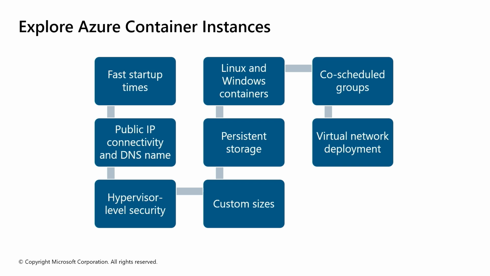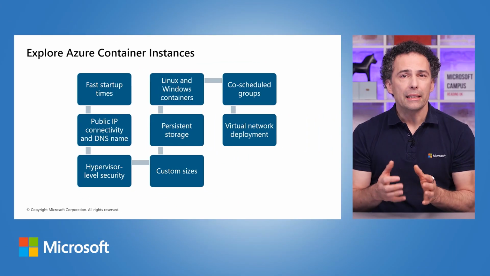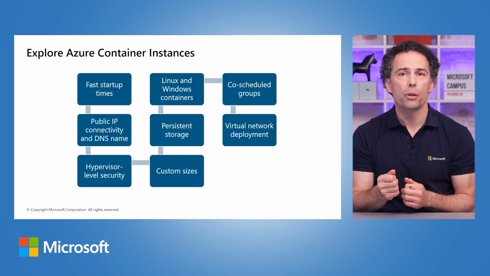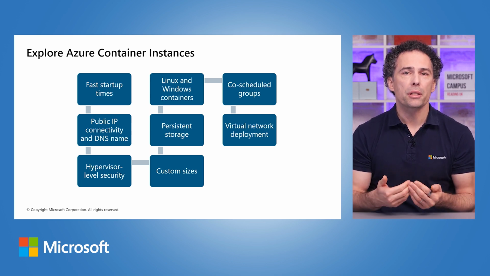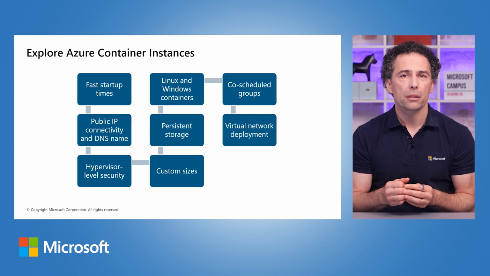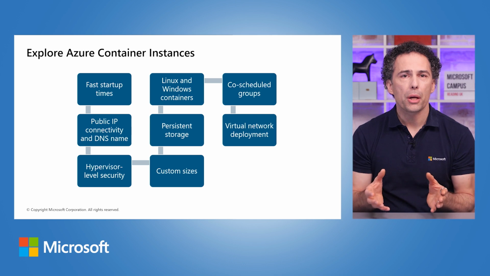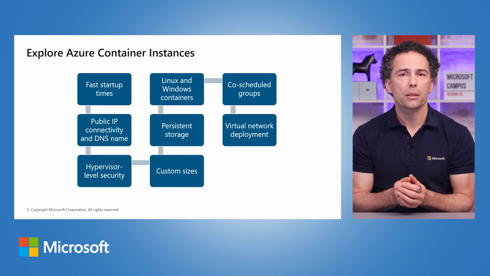ACI lets you connect your container groups to the internet with an IP address and a fully qualified domain name, or FQDN. When you make a container instance, you can choose a custom DNS name label so your application can be accessed by it too. ACI provides the security benefits of virtual machines for your container workloads while maintaining the efficiency of lightweight containers. Each container group runs in isolation without sharing a kernel, ensuring robust security.